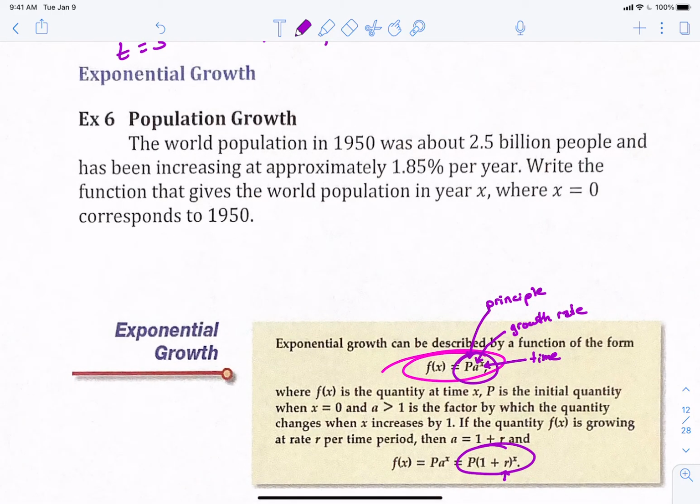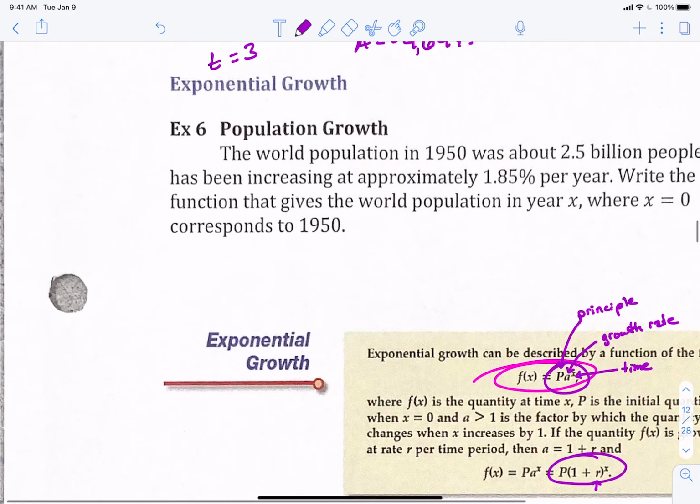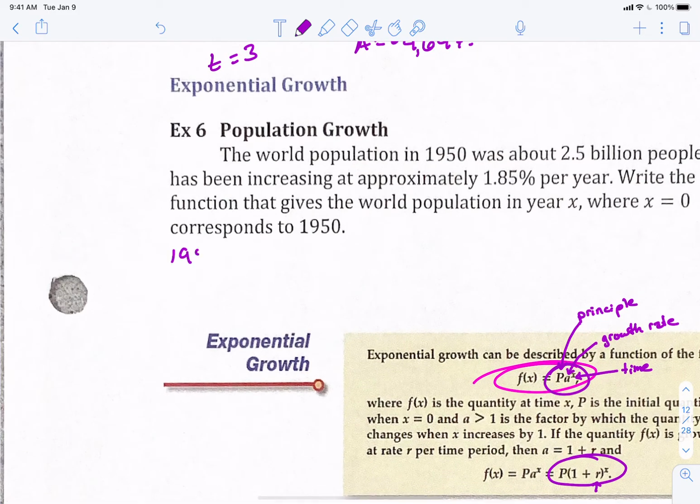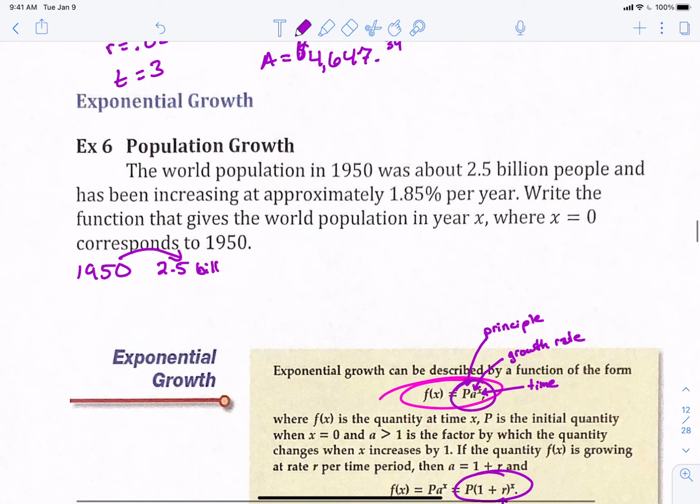The world population in 1950 was about 2.5 billion. So I'm going to say 1950 is our year 0, and we're starting at 2.5 billion. I'm going to write that there just so that we know: X equals 0 corresponds to 1950. It has been increasing at approximately 1.85% per year. Write the function that gives the world population in year X. So R is going to be 1.85%.